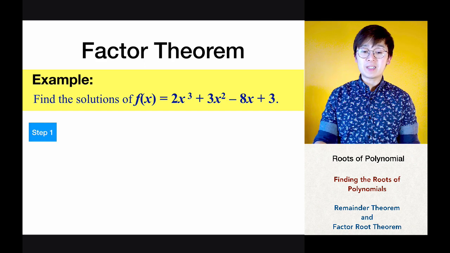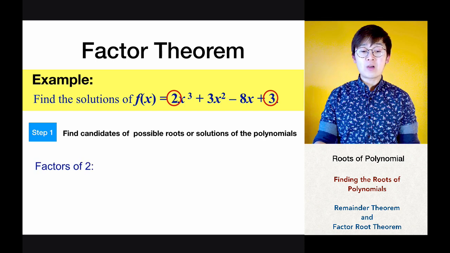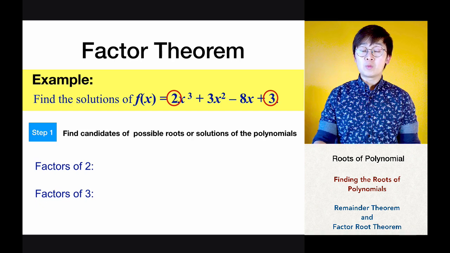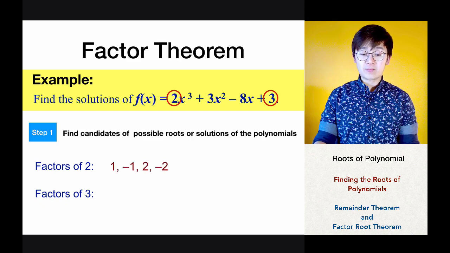So the first step to find the first clue of our solutions for this polynomial is to list down all the possible candidates of our solutions. And to be able to do that, we'll be using the leading term and the last term of our polynomial, which is 2 and 3. From our leading term and our constant term, we will produce the candidates by finding all the factors of 2 and 3. For the factors of 2, we'll have 1, -1, 2, and -2. And for 3, we'll have 1, -1, 3, and -3.